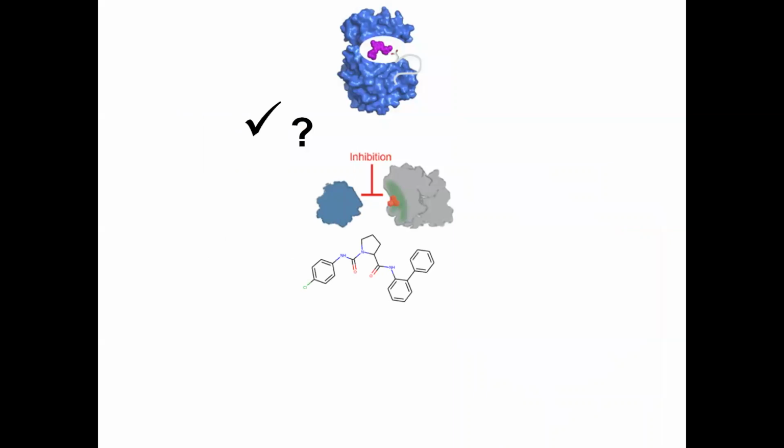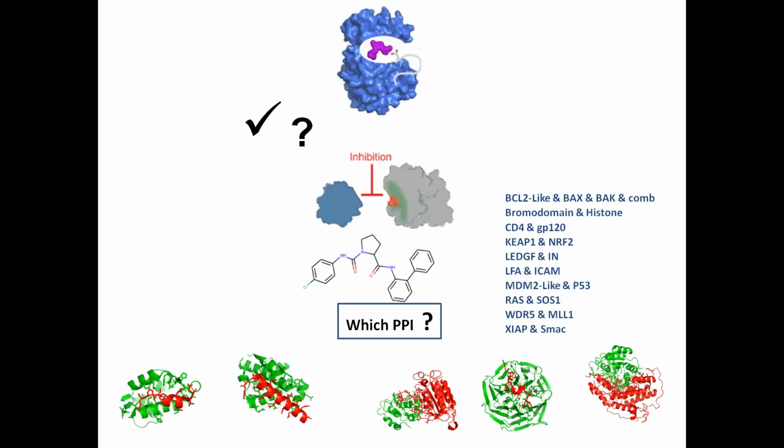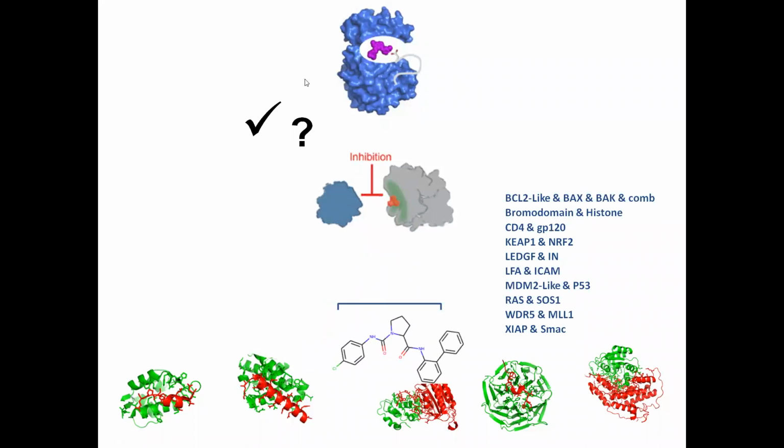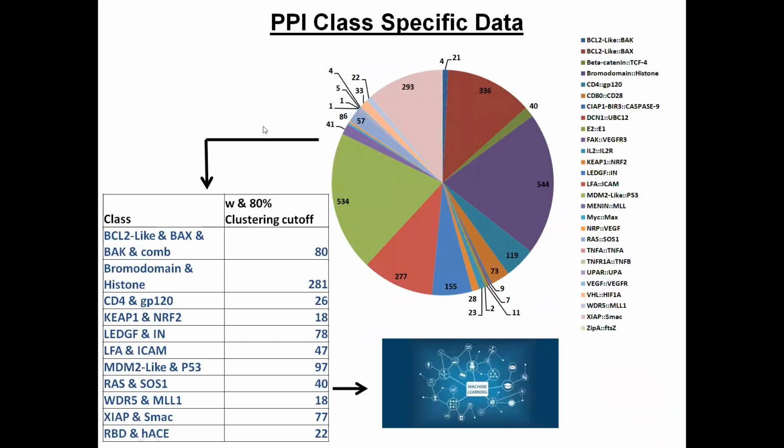But the next question is, given a compound, you are able to tell whether it is a PPI inhibitor or not, but you would be interested in getting a predictor for RBD-ACE2, or a predictor for CD4-GP120, or BCL2, or things like that. How do you achieve the next stage? Of course, you need data for that task. If you go to the class-specific information, you find that the data is really scarce. For BCL2, you may have only 80 compounds.